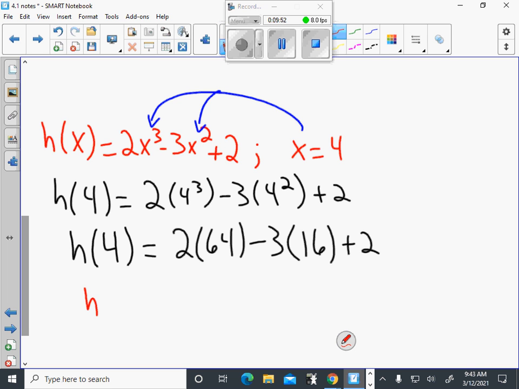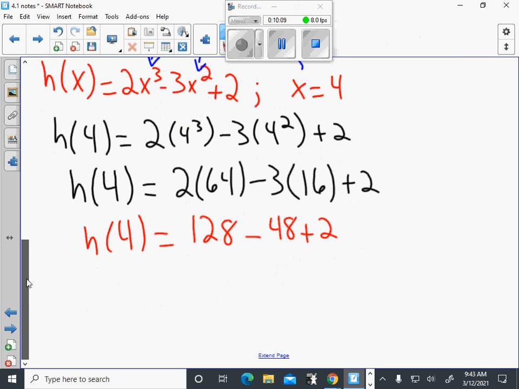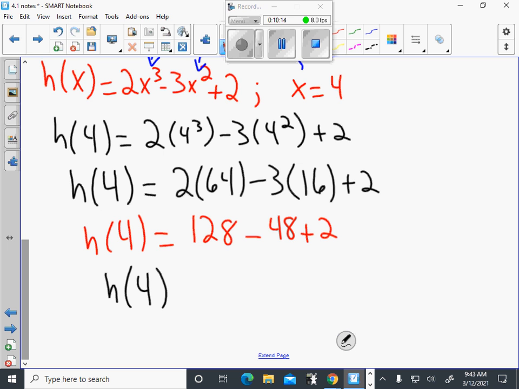And then h of 4 is equal to 2 times 64, that's 128, minus 3 times 16 is 48, plus 2. Okay, and then finally, simplifying, 128 minus 48. Let's see, we got 20, 40, so we'd be at 88 minus 8, so 80. Yep, 80 plus 2 is 82.